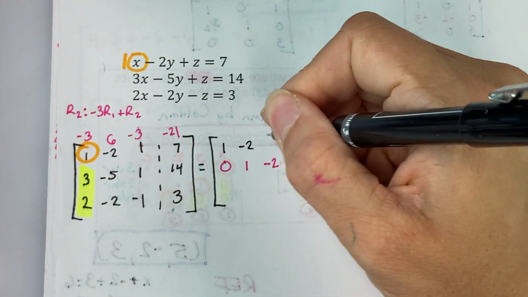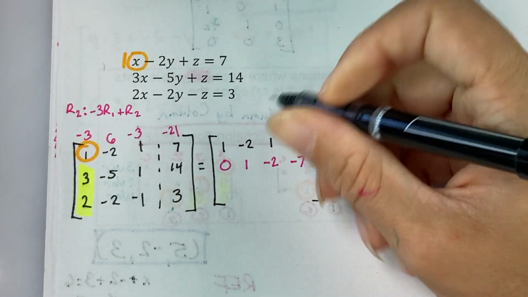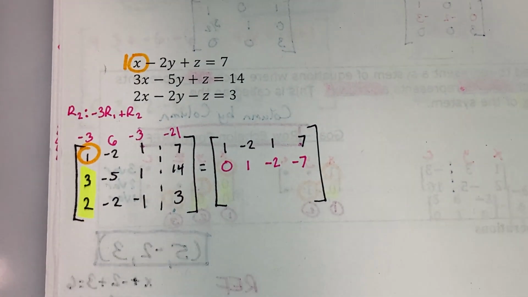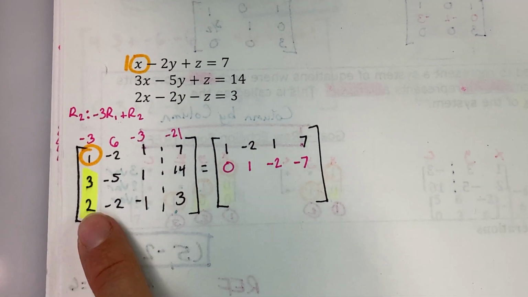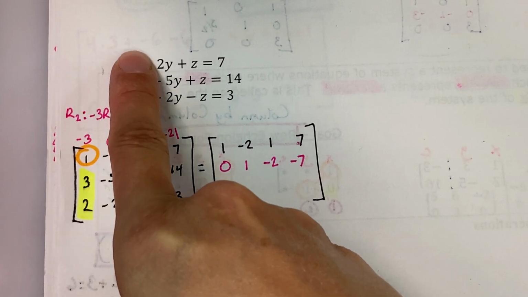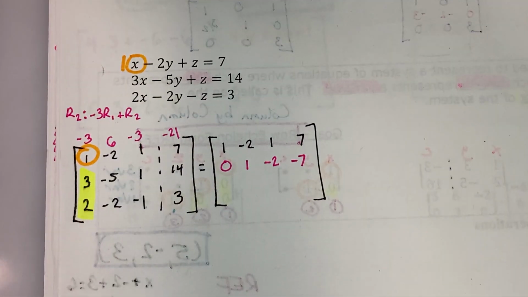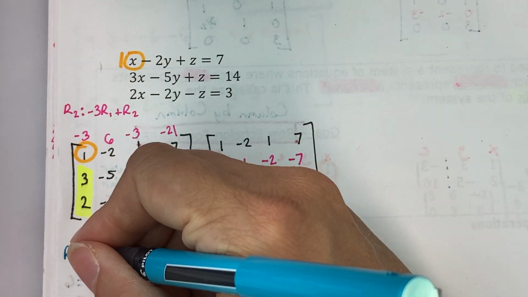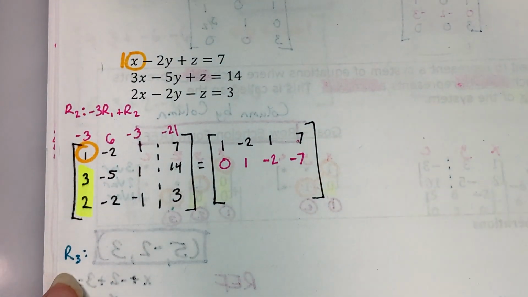Row 1 is going to stay locked in now that we have that 1 in the top left position. And now we take a look at row 3. So we also need that 2 in row 3 to be a 0. So how would I get that x to eliminate? We'd multiply the first equation by -2 and then add them together. So how do we do this with matrices? We are going to take row 3. That's the one we're going to replace.